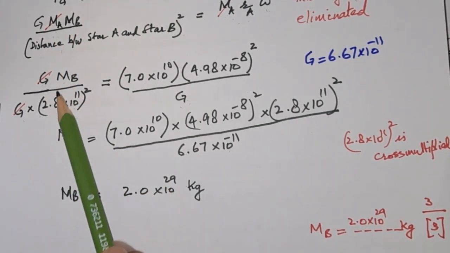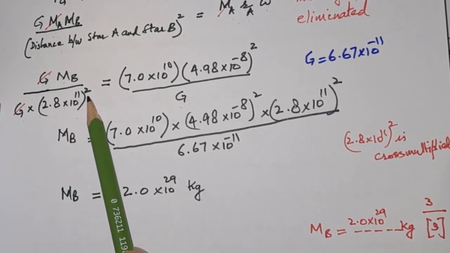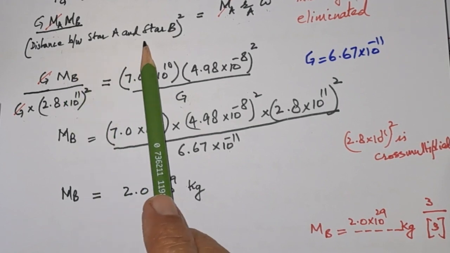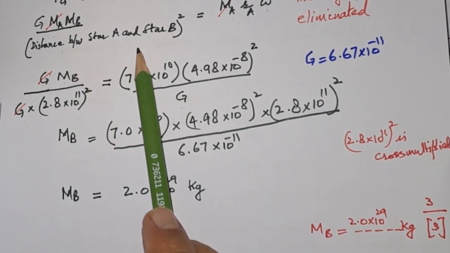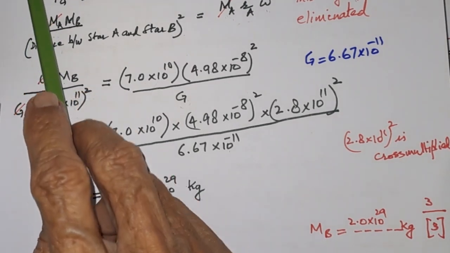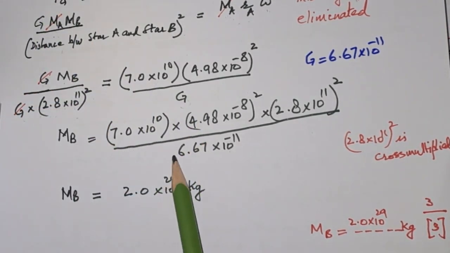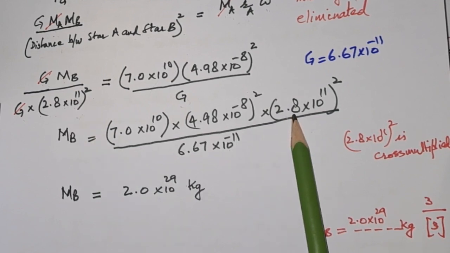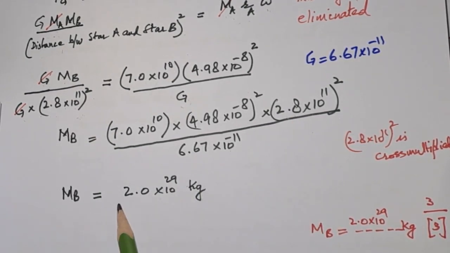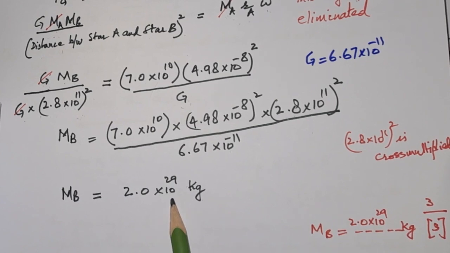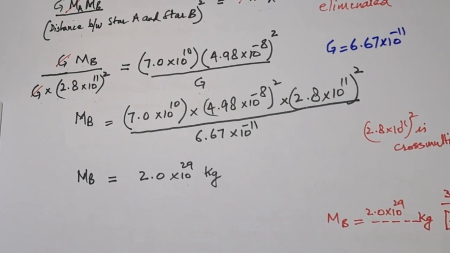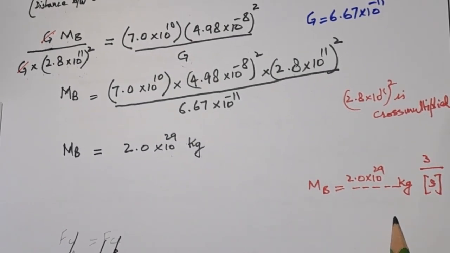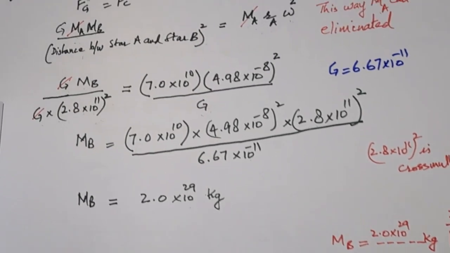G MB is here, 2.8 × 10^11 whole squared is here for the distance of the stars squared, and then this is from this information, cross multiplied, this comes here, and the calculation gives us MB equal to 2.0 × 10^29 kg. Write the answer in the given space and get full marks. That is the end of this question.